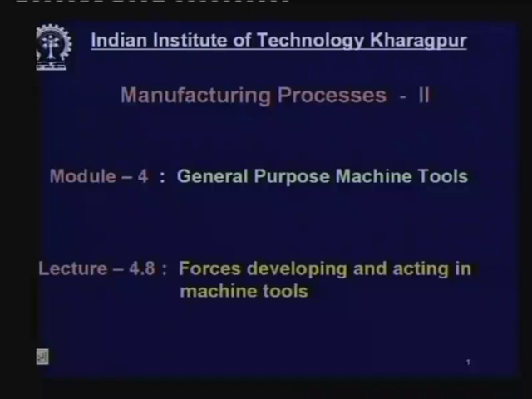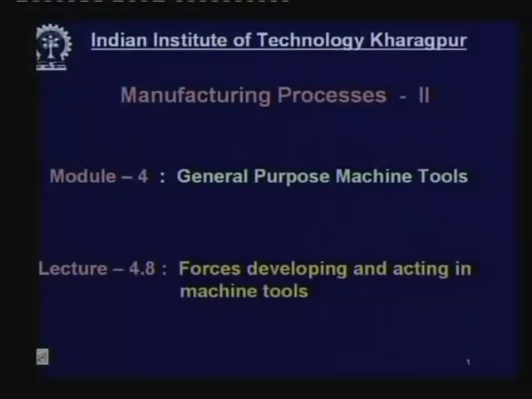Dear friends, our subject is Manufacturing Processes 2, and we are continuing Module 4, that is general purpose machine tools. Our today's lecture topic is forces developing and acting in machine tools. You know that during machining, a lot of forces develop due to cutting action, friction, dead weight, inertia, etcetera, and these forces are transmitted and act in different parts of the machine-fixture-tool-work system.